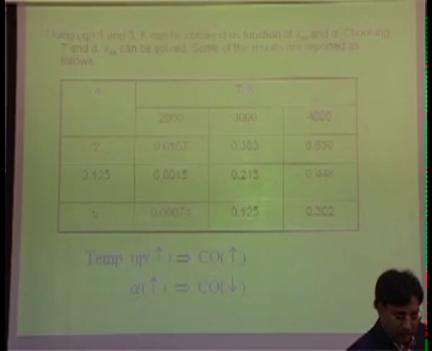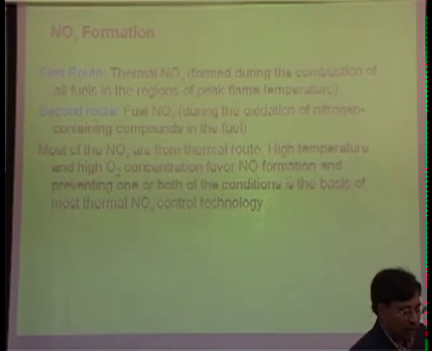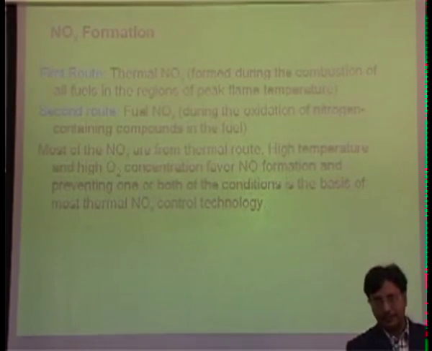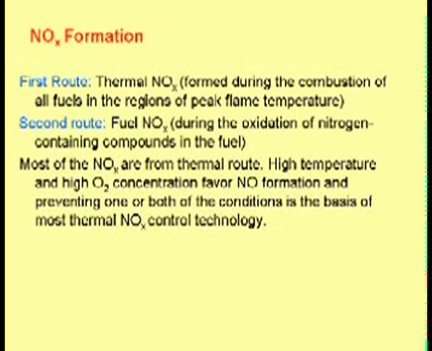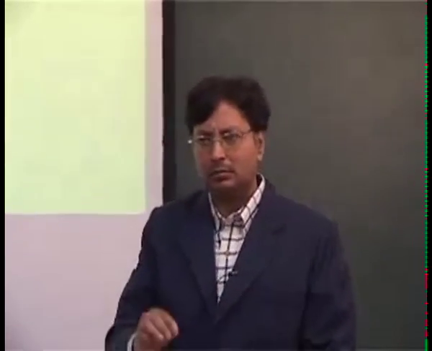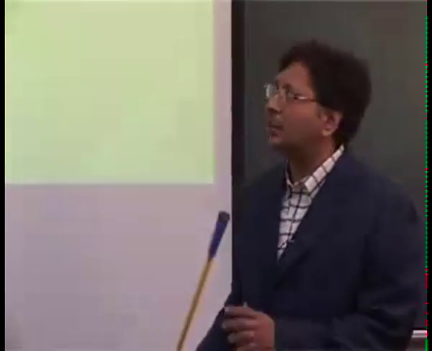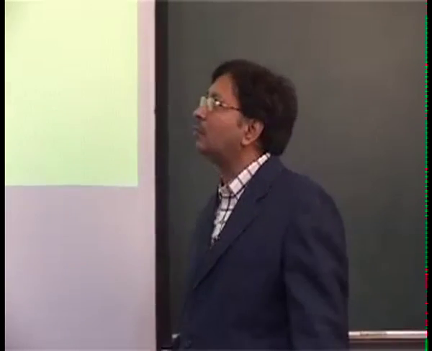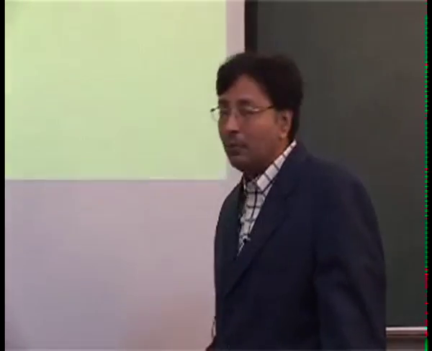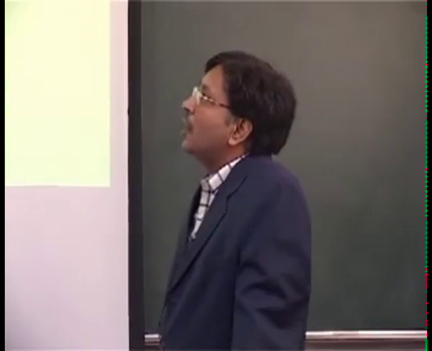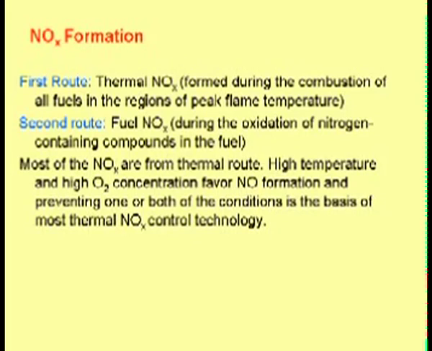Okay, let's do the next example. Let's look at the formation of NOx. NOx is a very, very interesting thing. It can form through two routes. There is one more route, called instant NOx, but that is very small, so we will not talk about it. We shall talk about the two routes. The first route is thermal NOx. Thermal NOx is formed during the combustion of all fuels in the region of peak flame temperature.